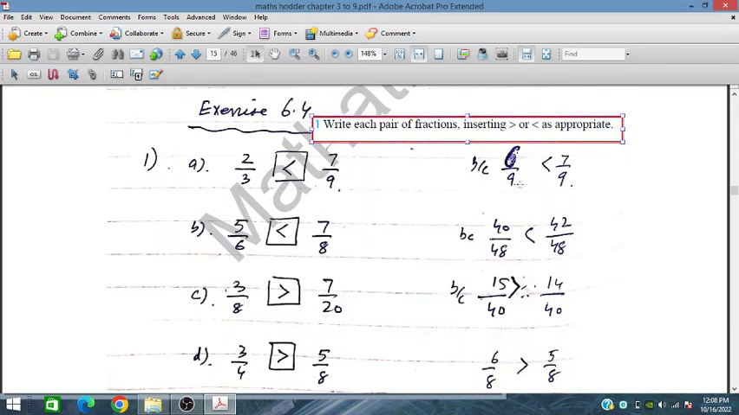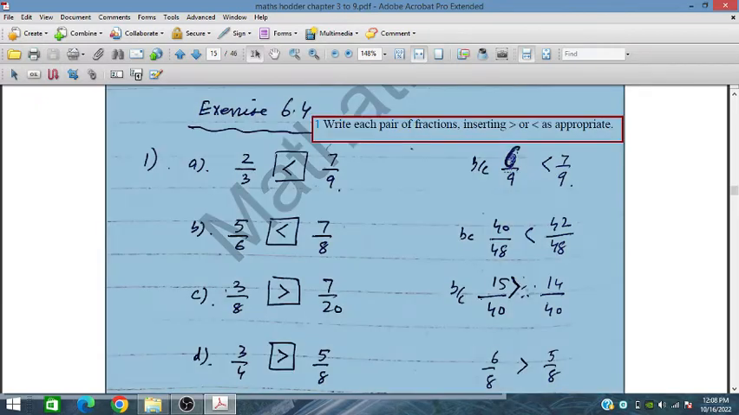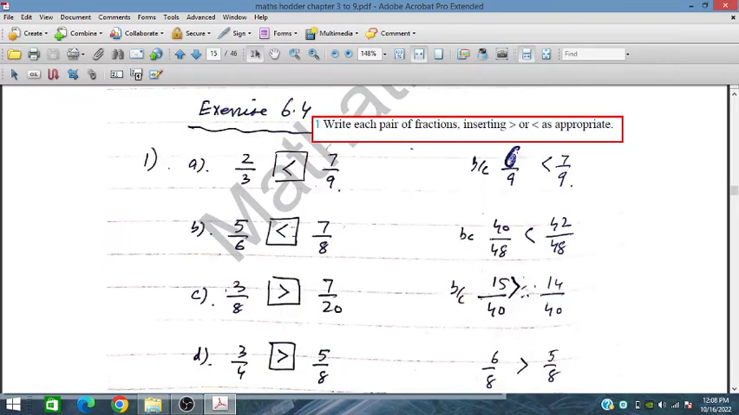Because of this, the reason is here. I wrote down the reason here. 5 upon 6, 7 upon 8. Just multiply this by 8, and that by 6. And then we can see that this one is greater. So this is the greater than sign.